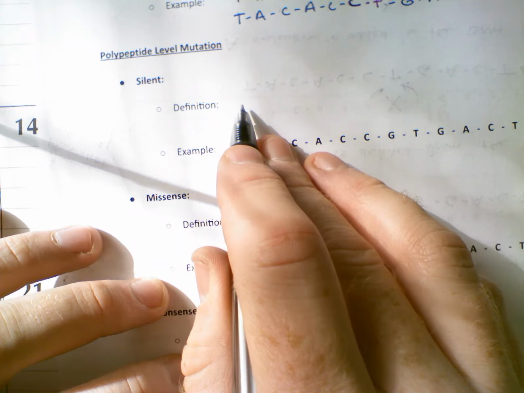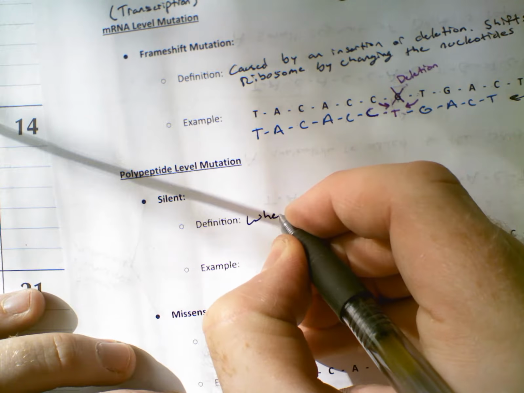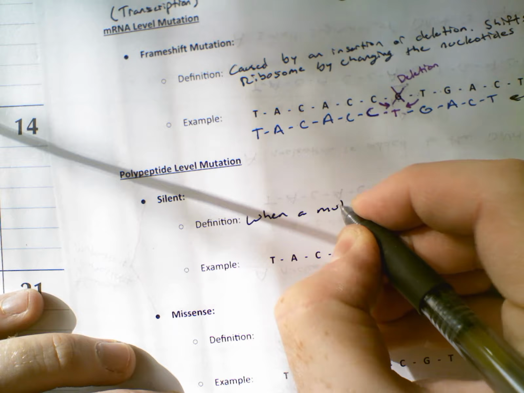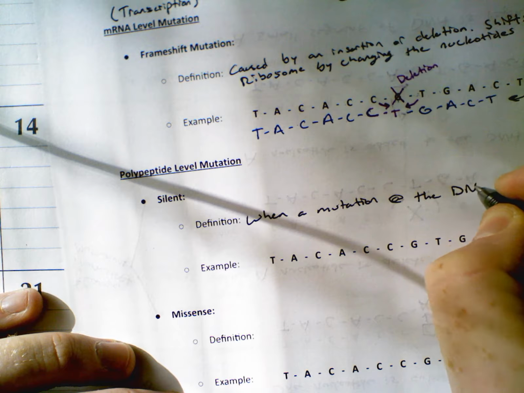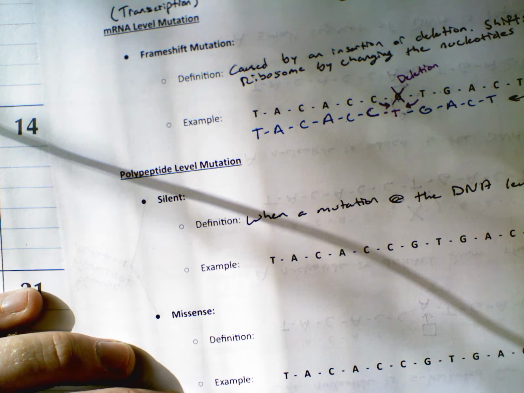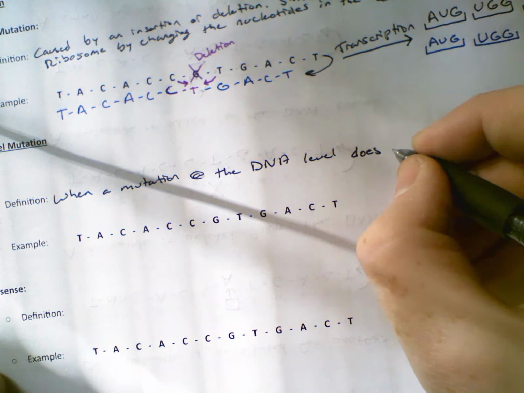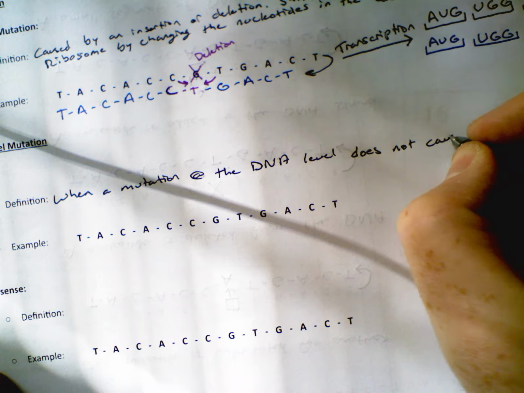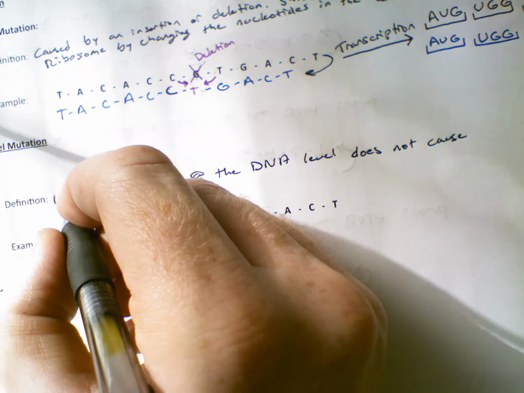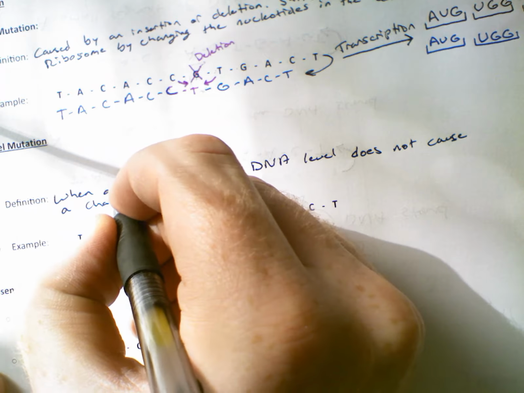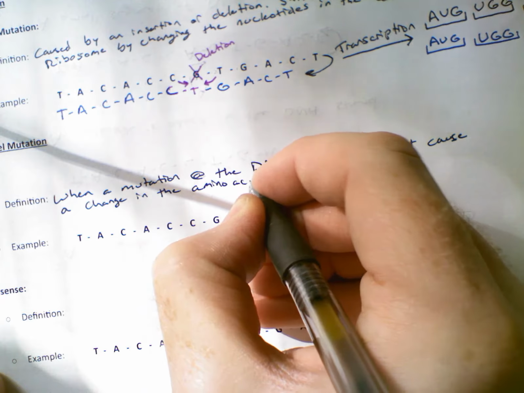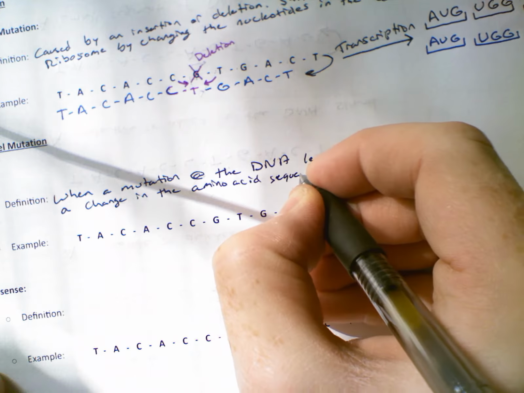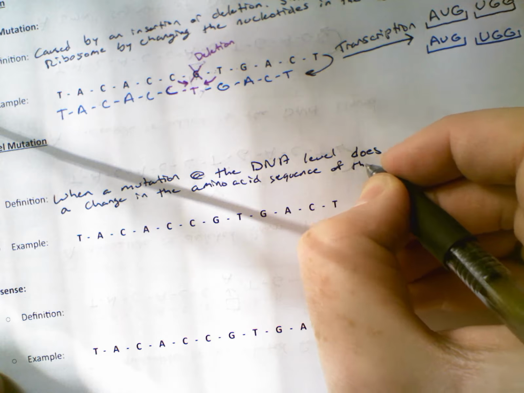So the definition of a silent mutation is going to be when a mutation at the DNA level does not cause a change in the amino acid sequence of the polypeptide.